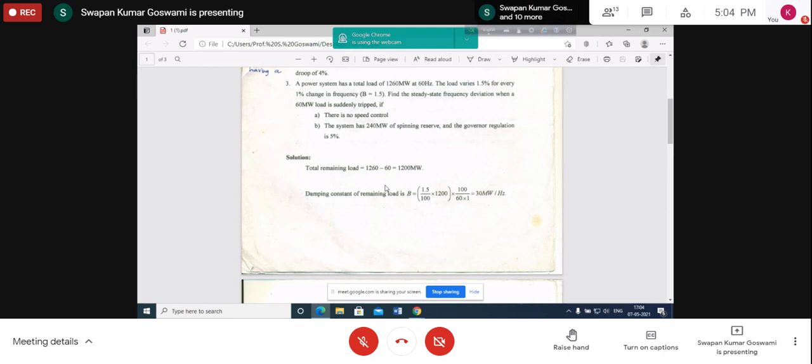And load variation is 1.5% of 1200 megawatt. So how much is the value? It is 30 megawatt per hertz. So the value of B is 30 megawatt per hertz. This is the load damping or frequency characteristic of load. It is 30 megawatt per hertz. Is this calculation okay?